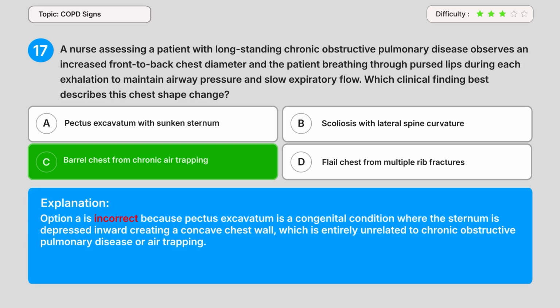Option A is incorrect because pectus excavatum is a congenital condition where the sternum is depressed inward, creating a concave chest wall, which is entirely unrelated to chronic obstructive pulmonary disease or air trapping.